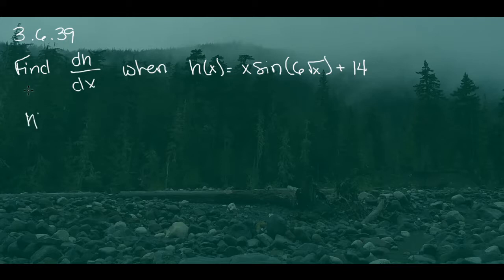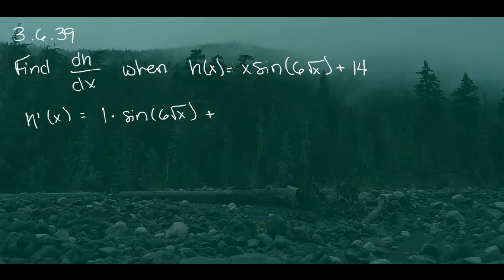Well, h prime of x. Like I was saying, first I apply my product rule. So the derivative of the first term times the second. The derivative of the first, that's just the derivative of x, that's just 1, times the second term, that's sine of 6 times the square root of x, plus the derivative of the second term.